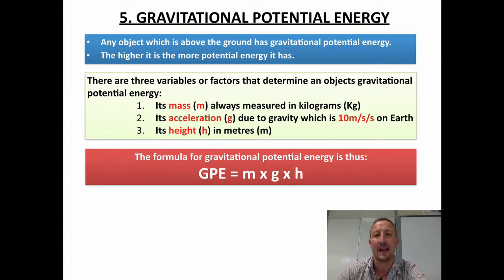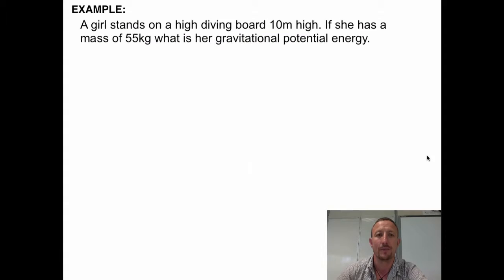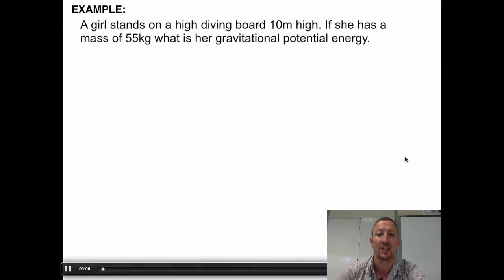Okay, so how do we use this formula? It's a lot easier than the kinetic energy that we looked at earlier in activity 4. So I'll run through it in an example, and then you'll be able to follow that example and do some exercises for yourself. Okay, so here we go. We've got an example where a girl stands on a high diving board which is 10 meters high. If she has a mass of 55 kilograms, what is her gravitational potential energy?